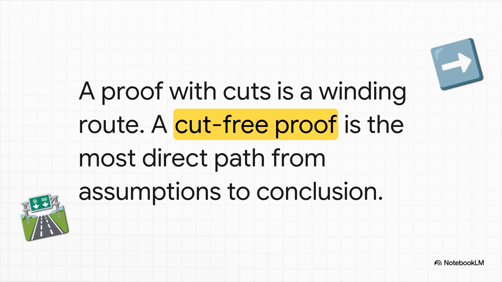Here's a good way to think about it. A proof with cuts is like taking the winding, scenic country road to get somewhere. A cut-free proof is the direct superhighway. So cut elimination guarantees that a proof takes the absolute most efficient path from A to B. And this doesn't just make the proof more elegant, it makes it way, way easier to analyze for consistency, which was the huge problem Hilbert was trying to solve in the first place.